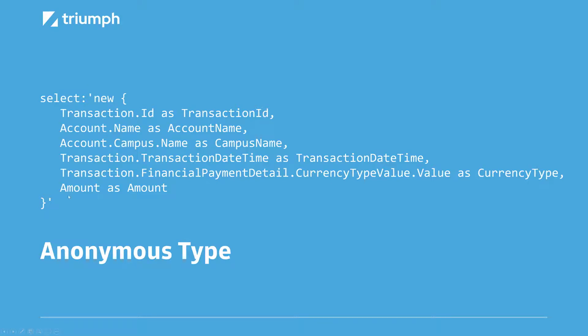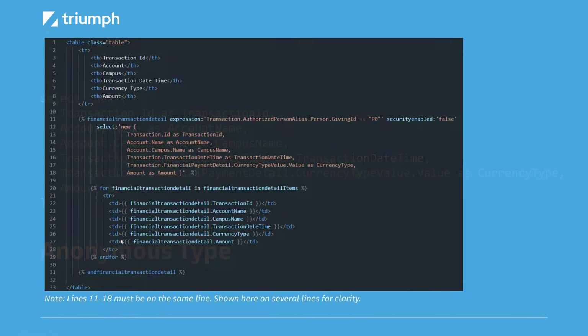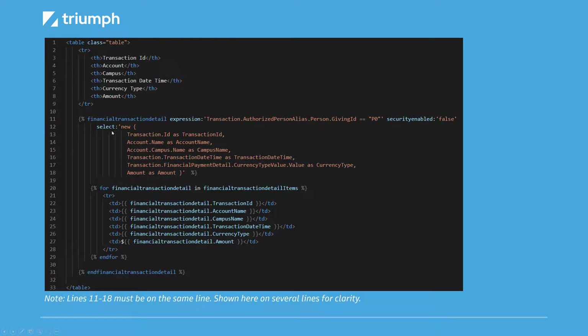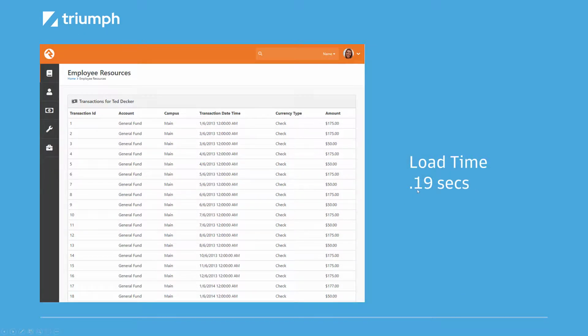And this is exactly the way I want to see it, and it's not a type that exists today, so it's an anonymous type. Okay? So let's go back and just see it again inside of the code. Now, if we run this, it's now 0.19 seconds.